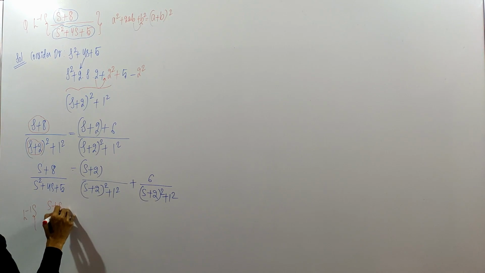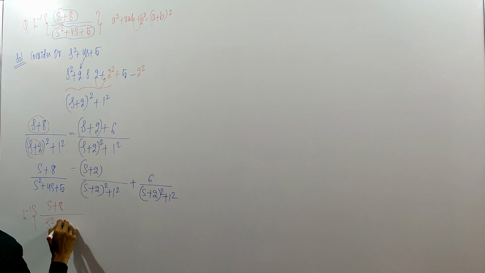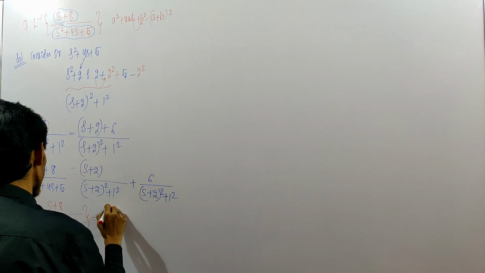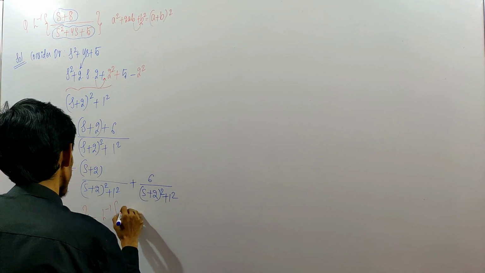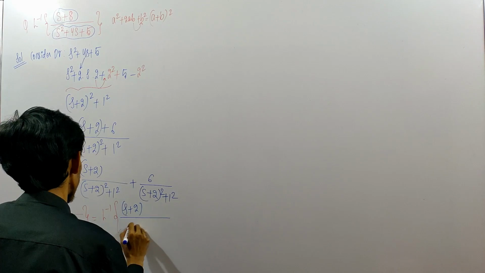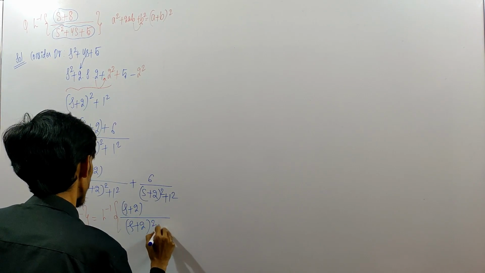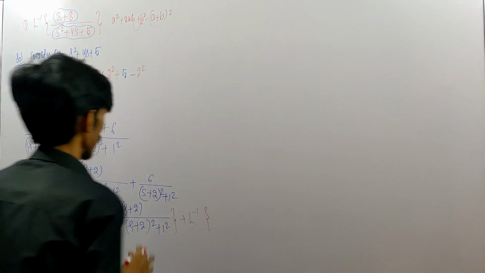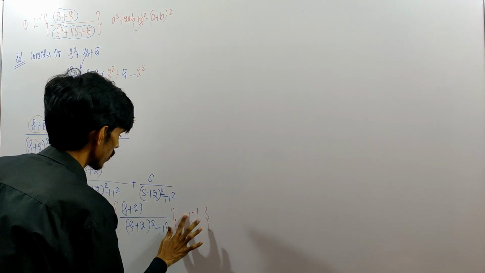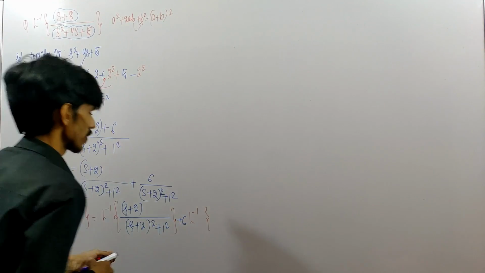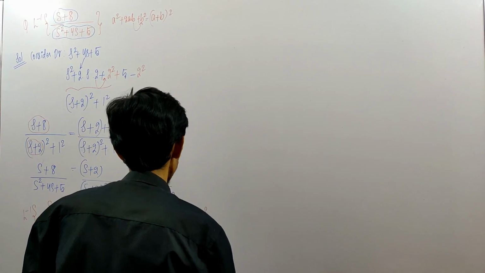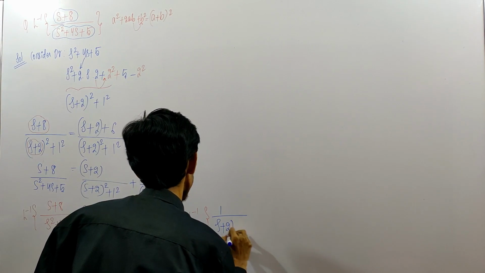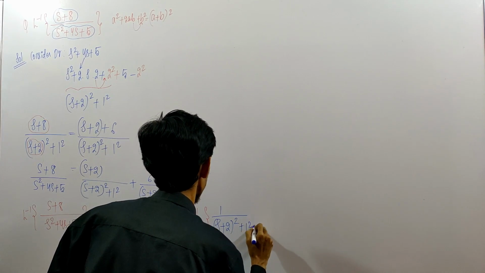L inverse of (s plus 8) divided by (s square plus 4s plus 5). Here we have L inverse of (s plus 2) divided by ((s plus 2) square plus 1 square), plus L inverse of 6. Let me write down this 6 outside the L inverse: 6 is taken out, so we have 1 by ((s plus 2) square plus 1 square).